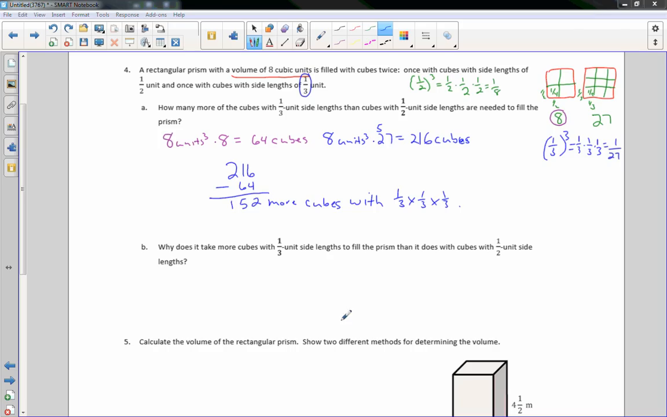Okay, B says, why does it take more cubes with 1/3 unit side lengths to fill the prism than it does with cubes with 1/2 unit side lengths? Well, the cubes are smaller, so the smaller the cube, the more will fit. And I'm not going to write that. Let's move on to 5.